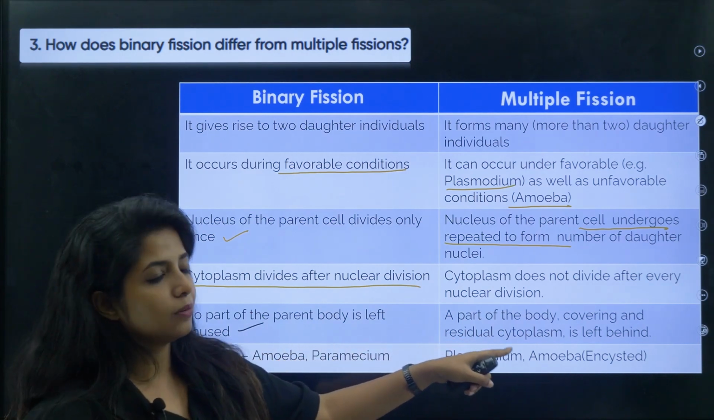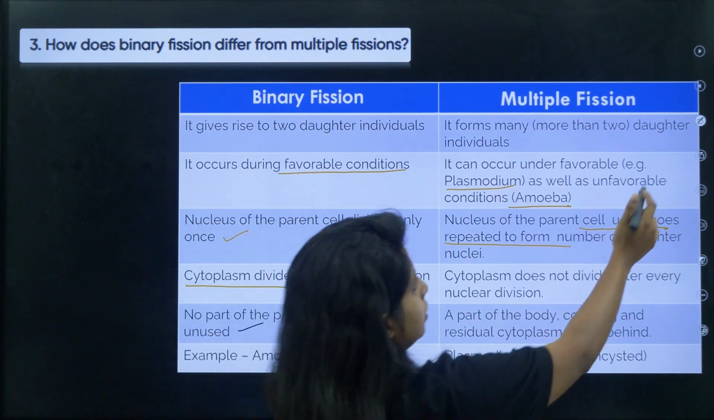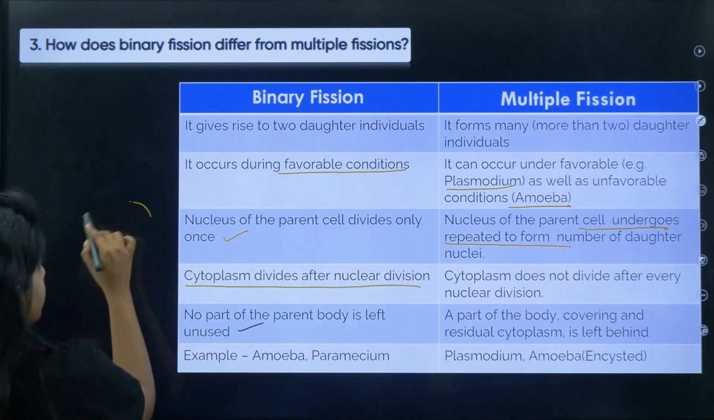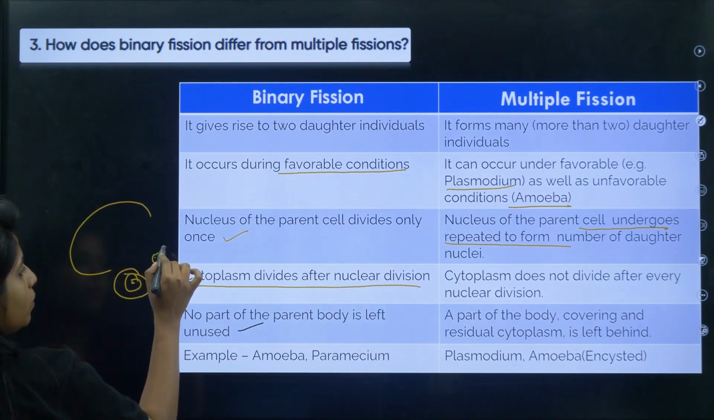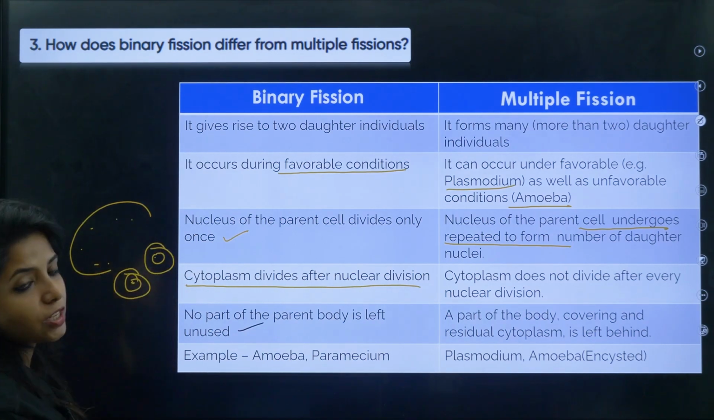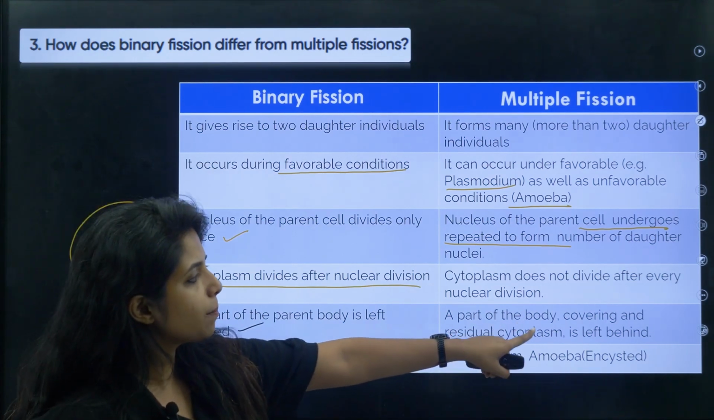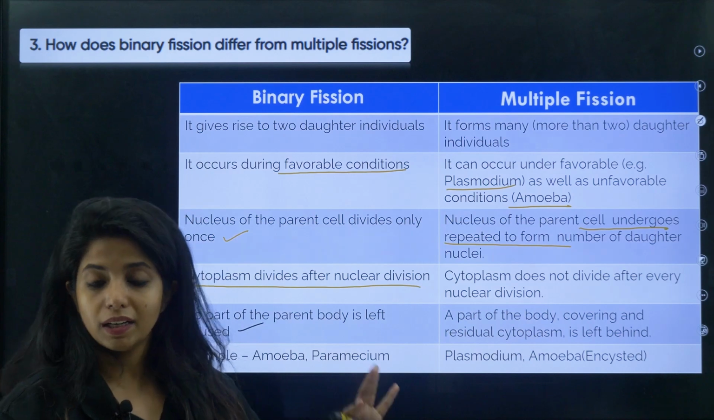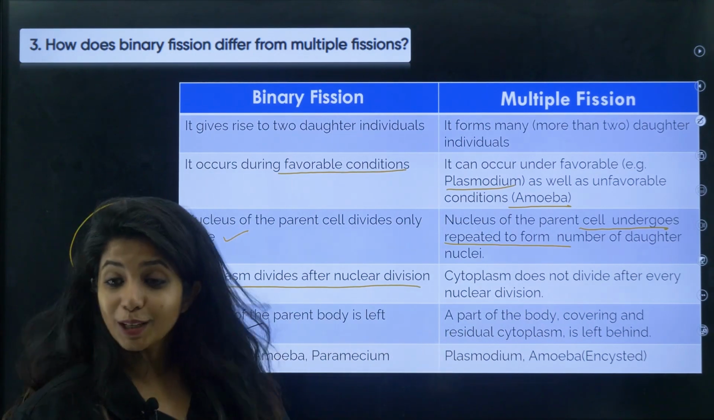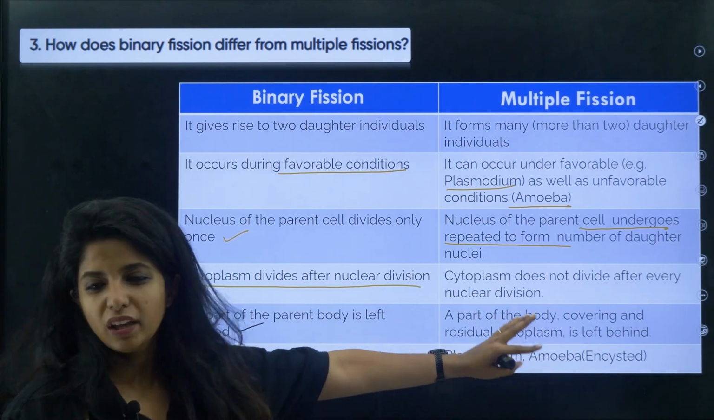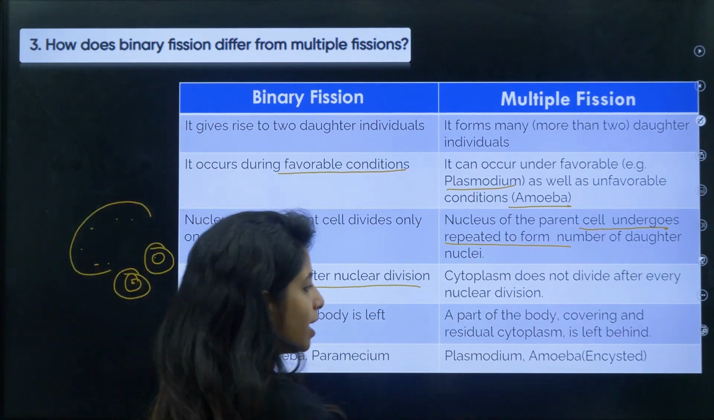But when you talk about multiple fission, after they are producing all the daughter cells, after the cyst is broken down, what happens? There will be some amount of residual cytoplasm that will be left behind. Rest everything will be around the nucleus. Okay, so some part of the residual cytoplasm leaves behind. Now, examples: amoeba, paramecium. Example, Plasmodium, majorly. Amoeba only during unfavorable condition. So you can just remember Plasmodium, it's a very big thing if you remember that as well.